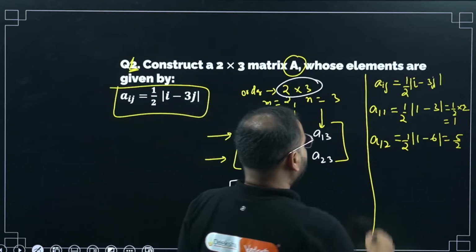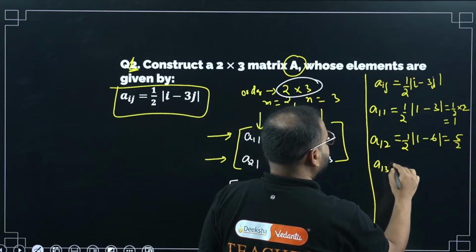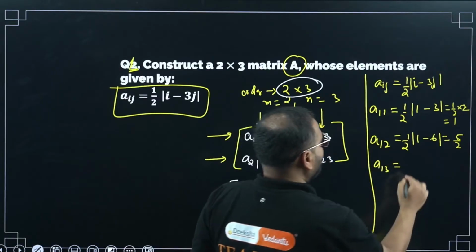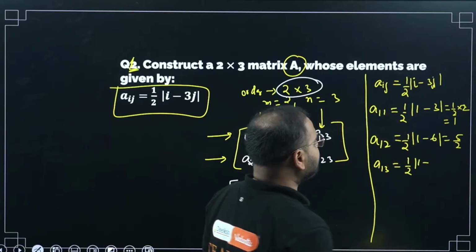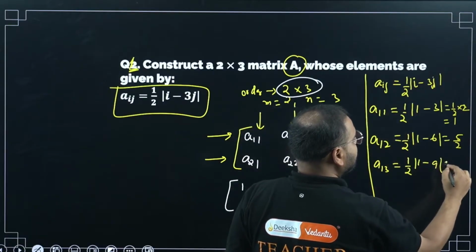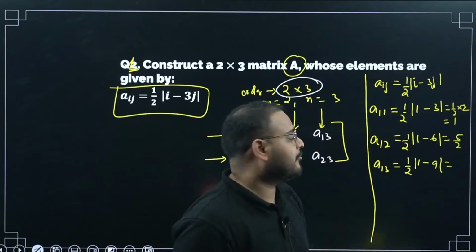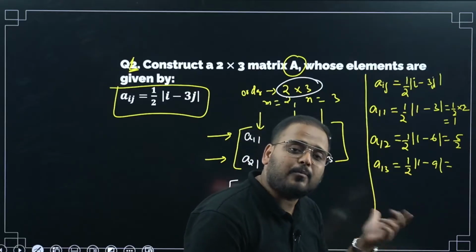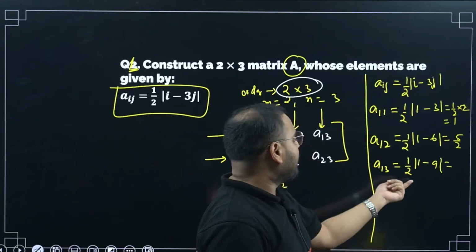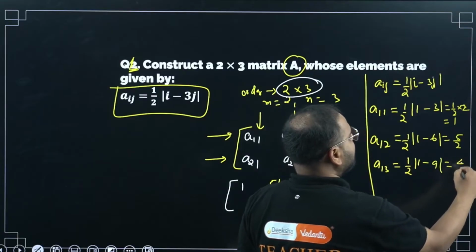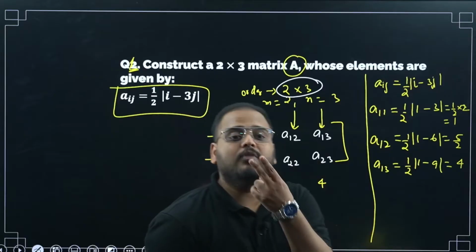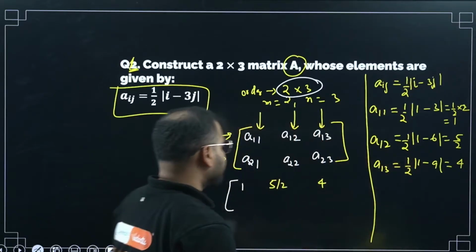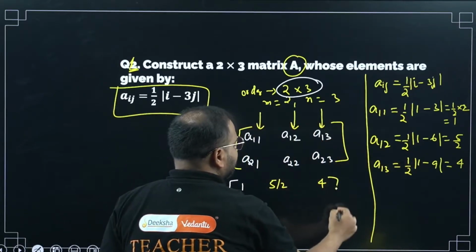Okay. What about A13? Same we will do. 1 by 2 mod of 1 minus 3 times 3, which is 9. 1 minus 9 is minus 8, which will be made positive by the mod. So plus 8 by 2 will be 4. So we write plus 4 here. Okay sir, the first row is clear.